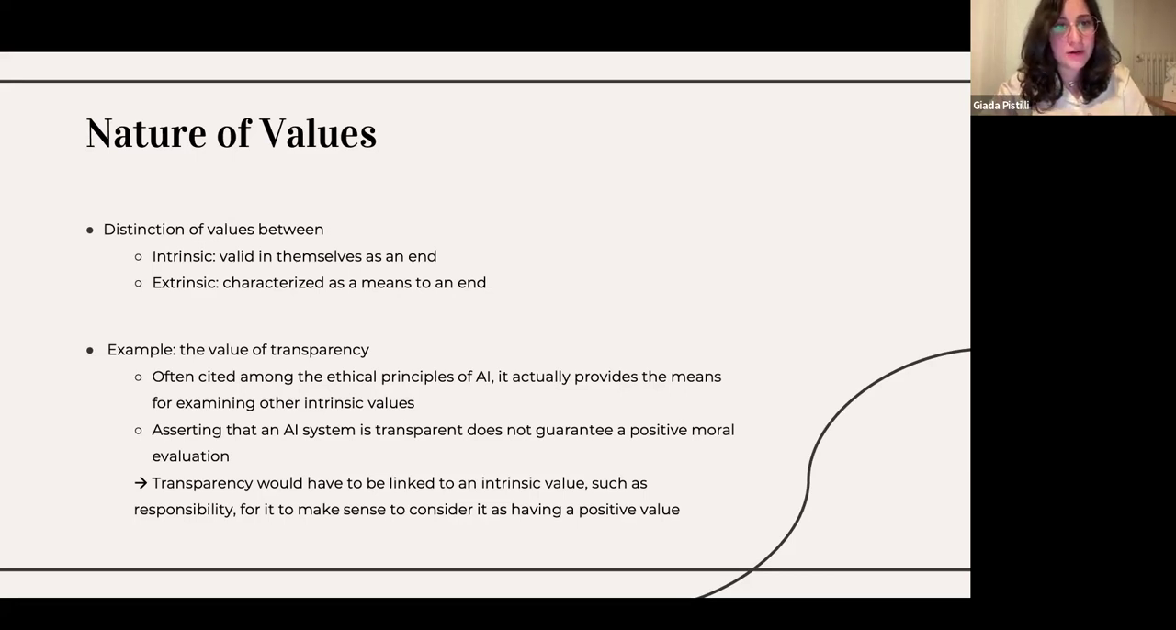it needs to be analyzed as an extrinsic value. Why? Because asserting that an AI system is transparent does not guarantee a positive moral evaluation. It doesn't mean, for instance, that if Facebook is clearly and in a transparent way stating that it's collecting all your personal data, it is indeed transparent, but it doesn't mean that we can give a moral judgment as being good. So transparency in that specific case would have to be linked to an intrinsic value, such as, for instance, responsibility, for it to make sense to consider it as having a positive value.